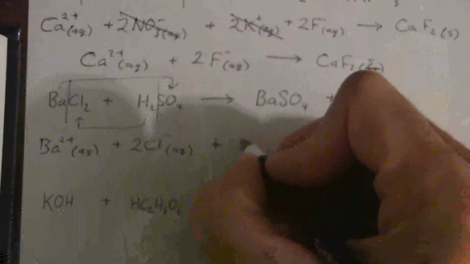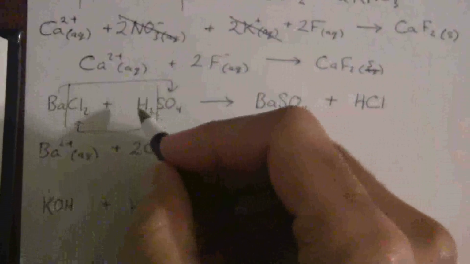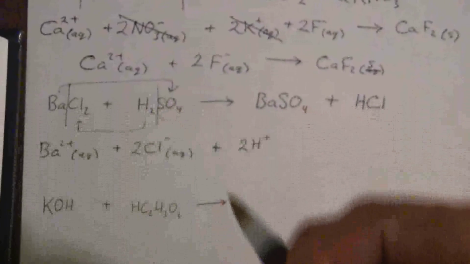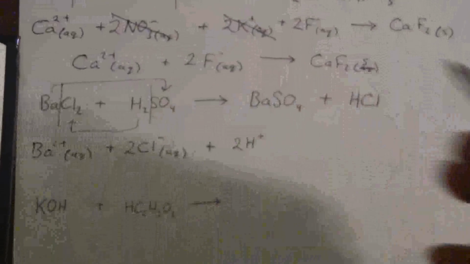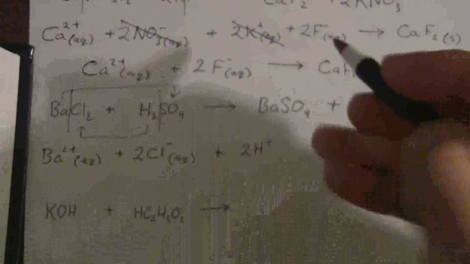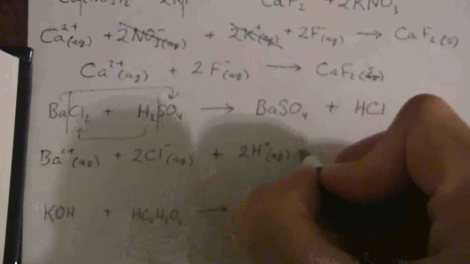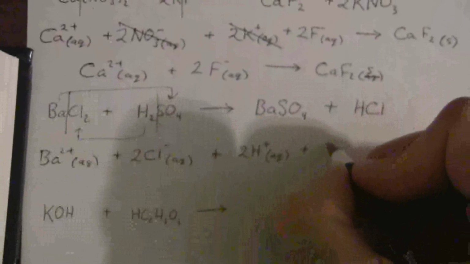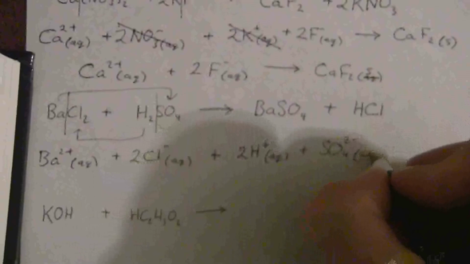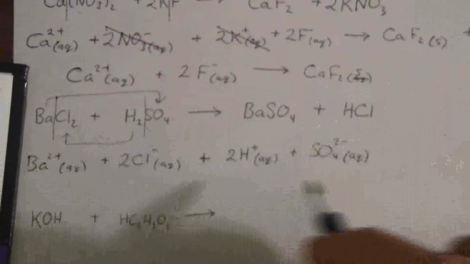And technically it only gives up one hydrogen ion and then has a hydrogen sulfate ion in addition, but then that hydrogen sulfate can also give up another one. So the net effect is that you have two hydrogen ions and a sulfate ion, because it's a strong acid.